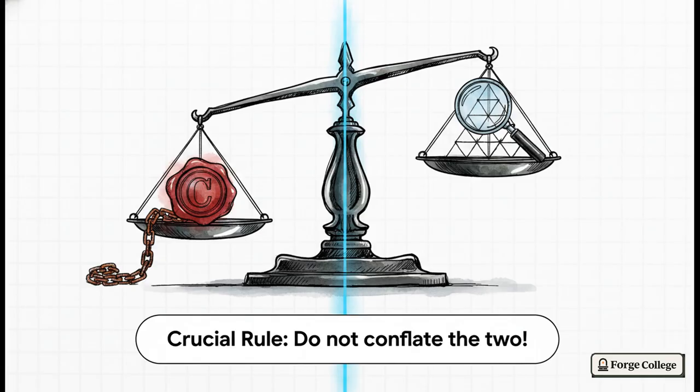So, here is the absolutely crucial rule. Do not conflate the two. Proving a piece of data is mathematically in a tree doesn't prove that the tree is actually part of the official accepted blockchain. You need both the consensus trust and the cryptographic proof to be completely secure.